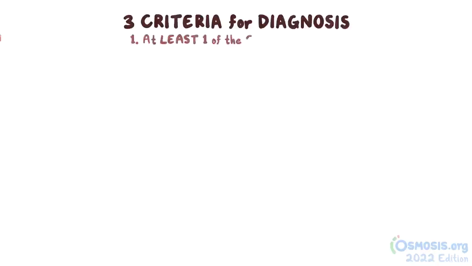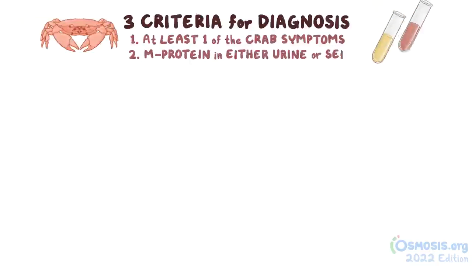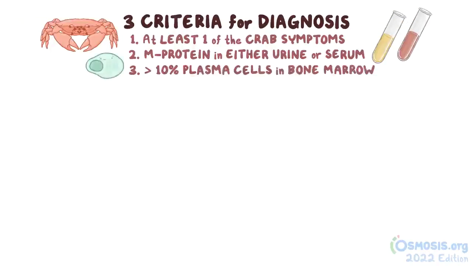Now, 3 criteria must be met to diagnose multiple myeloma. First, at least one of the CRAB symptoms. Second, M protein in either the urine or serum. And third, more than 10% plasma cells in the bone marrow.